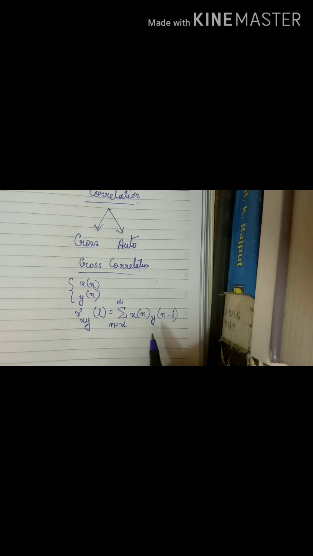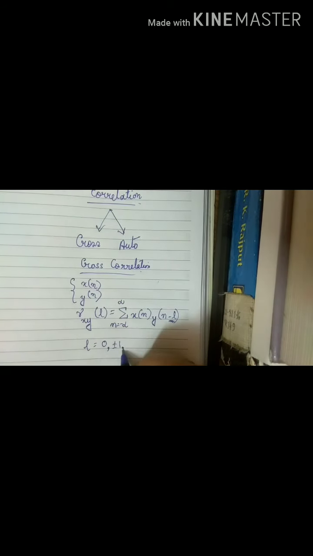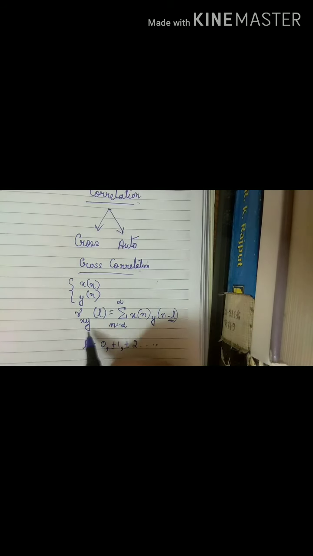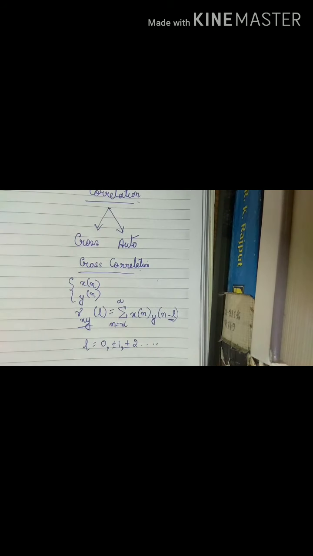Here the index L, this one, is known as the shift parameter. Its value can be anything from 0 to plus minus 1, plus minus 2 and so on. The order of the subscript for gamma indicates that for this particular expression, the signal x(n) is the reference sequence and the sequence y(n) is shifted by L units with respect to the sequence x(n).